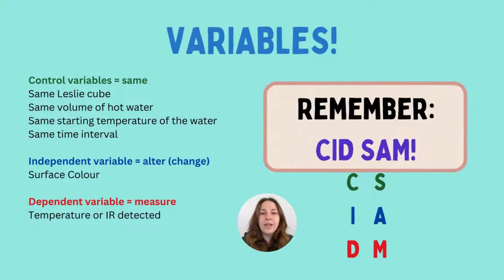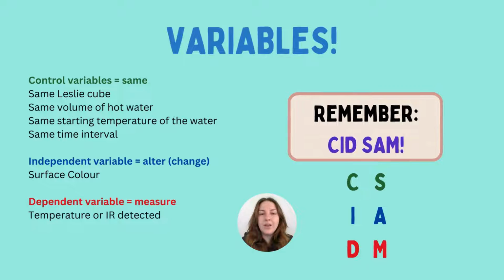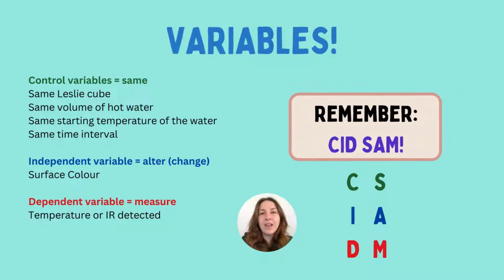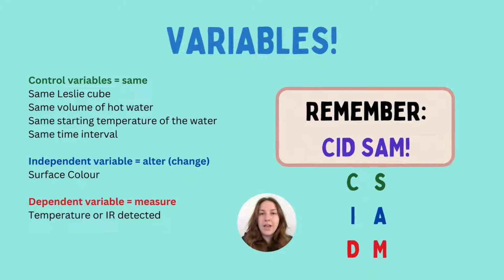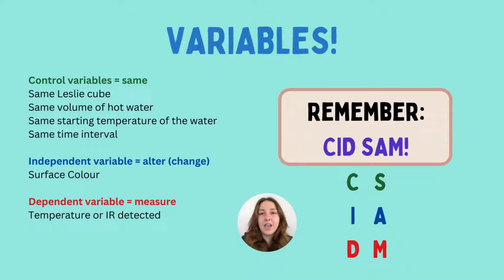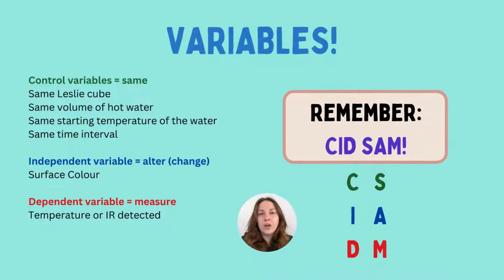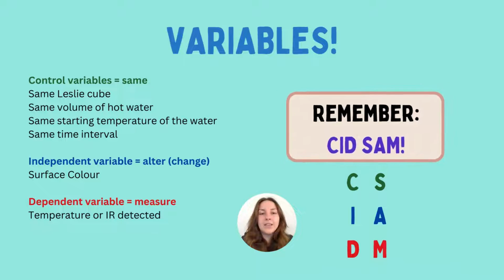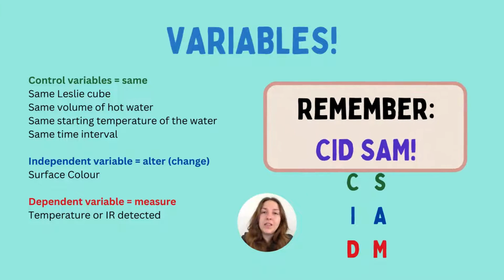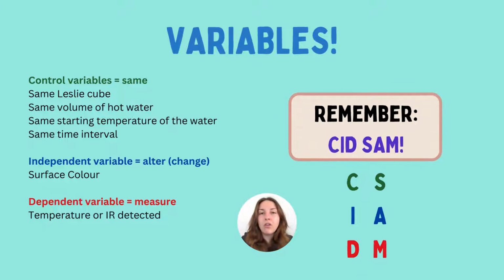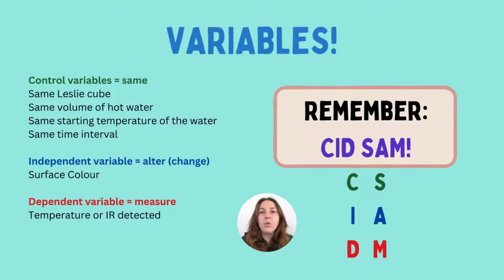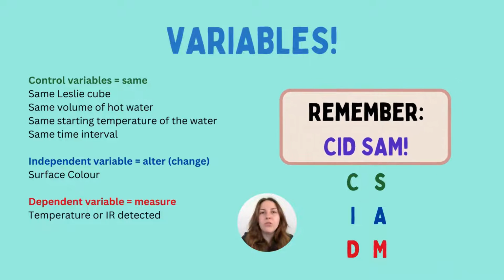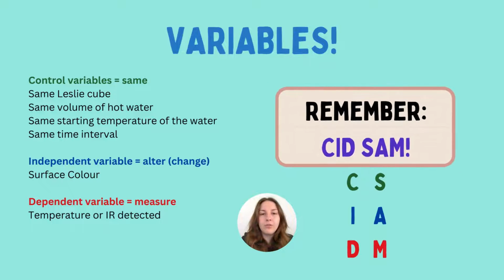The next variable is represented by I. So independent variable stands for what we alter. So A for alter, what we change in this experiment. So if we look back to our aim, we can see that we're looking to investigate the different surfaces and how much they emit infrared radiation or absorb it. And therefore, if we're looking to investigate that, then we're also looking to change it. So the surfaces that we are investigating are what we're changing. They are our independent variable. So maybe the surface color or the surface texture or something like this would be an appropriate answer there.